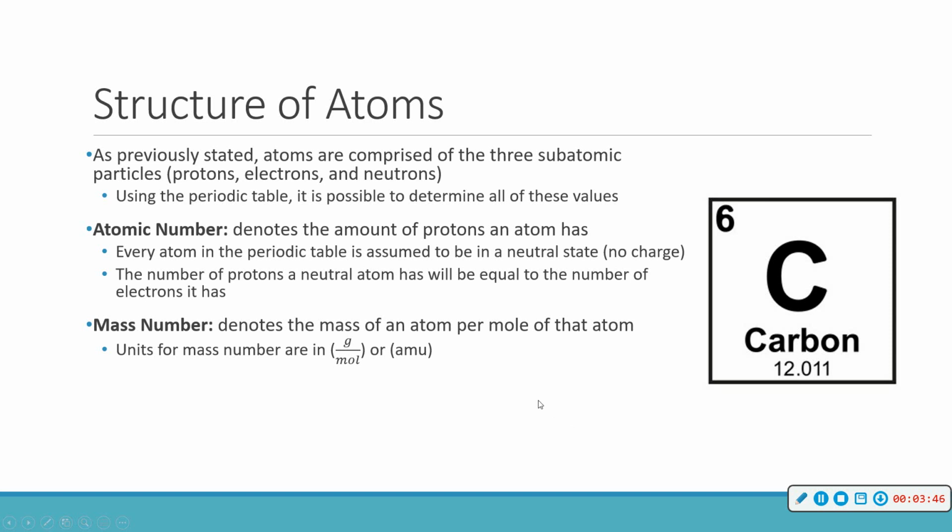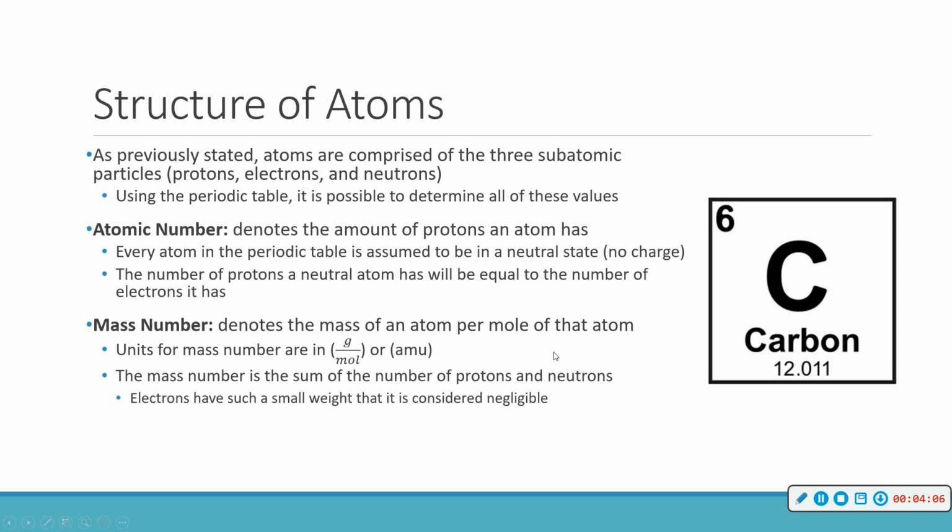Now, because we had previously stated that protons and neutrons are the only subatomic particles that actually have a mass worth caring about, the sum of the protons and neutrons will be equal to the mass number. Remember that electrons are considered so light and having such a small weight that it's basically considered negligible. So the weight of the electrons will not be factored into calculating the mass number. And so what that means is that mass number is equal to the number of protons plus the number of neutrons.